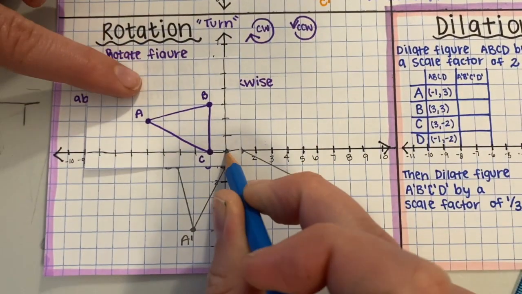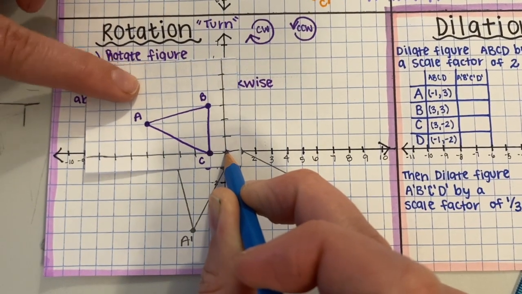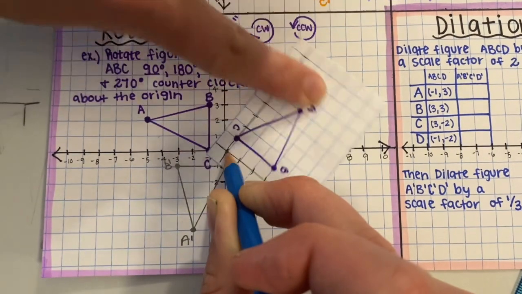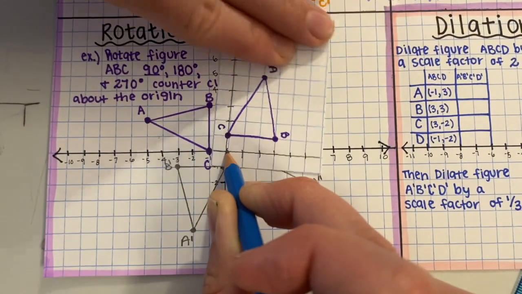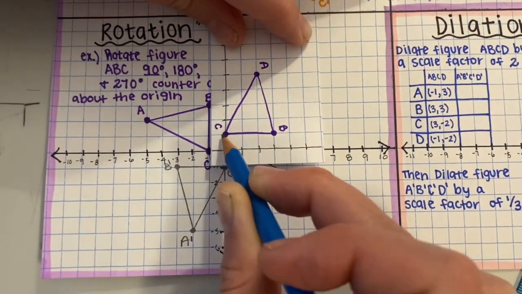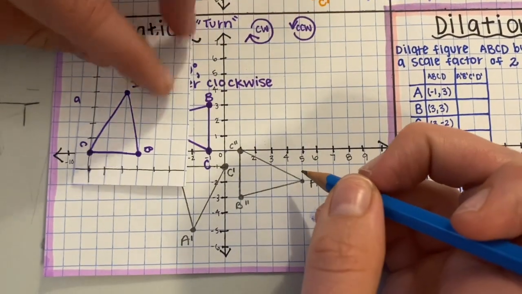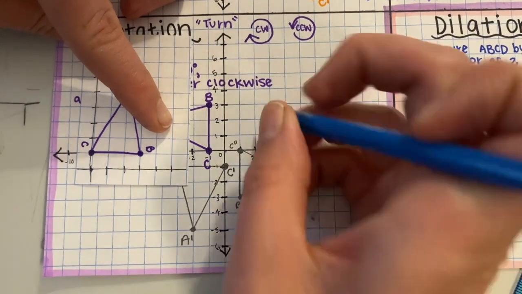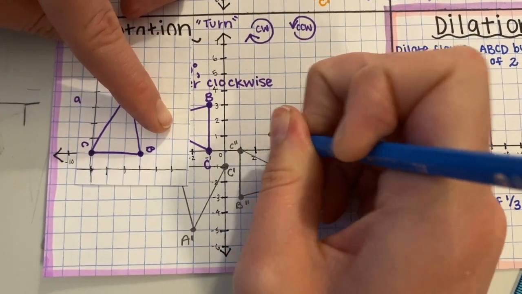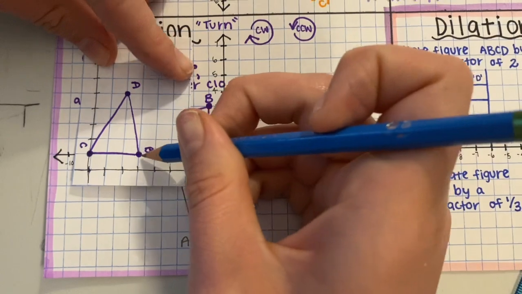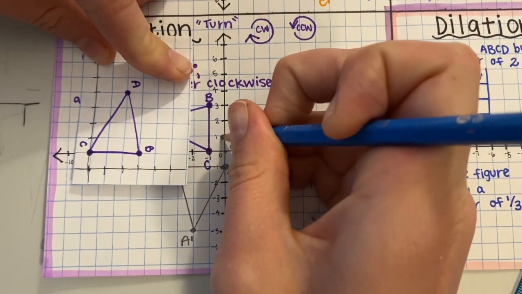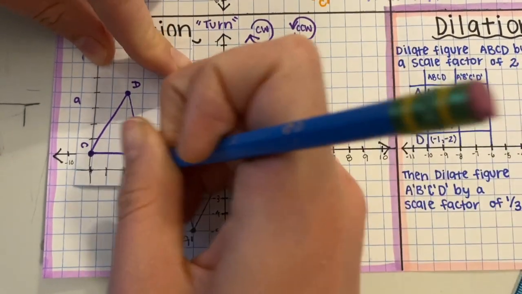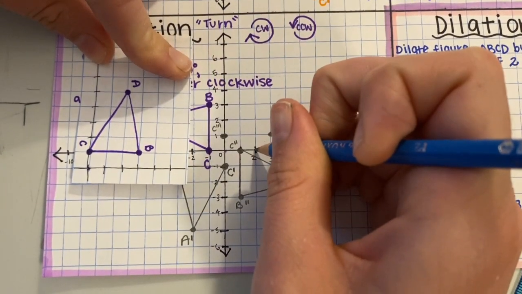270 degree rotation counterclockwise. So 270 is 3 turns. So 1, 2, 3. I'm going to put my coordinates where they belong. So B is at 3, 1. So that's our B prime, C prime, and then A is at 2, 5.